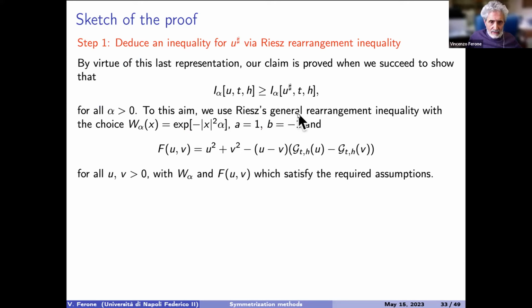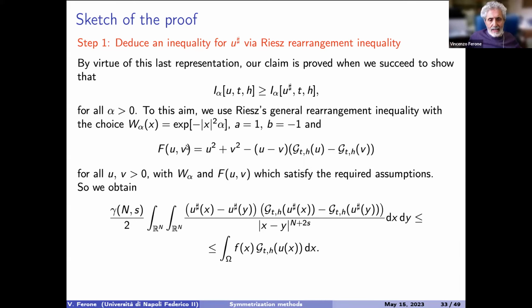Now we use Riesz, the general rearrangement inequality, which I have shown before, with w equal to the exponential, a equal to 1, b equal to minus 1. And the function which we use is this f of u and v, (u squared plus v squared minus u minus v) times (G(u) minus G(v)). One has just to show that this function satisfies the required assumption on f, and then one applies it, and one ends up with this inequality.